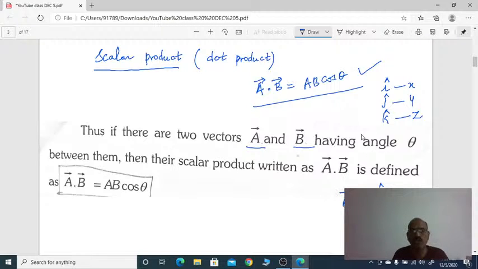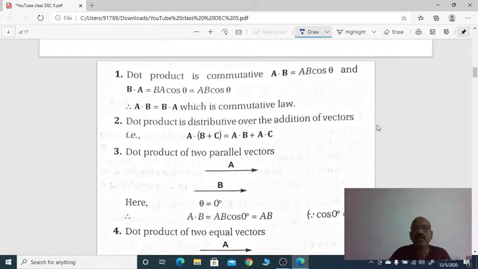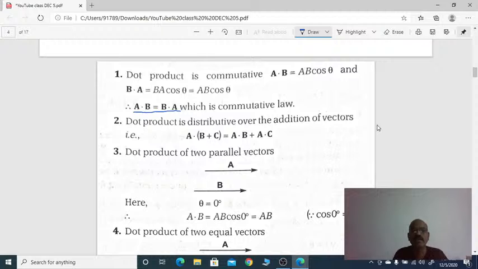Right? So in this scalar product, the important points are, see that dot product is commutative. A dot B equal to AB cos theta. Similarly, B dot A equal to BA cos theta. Right? A dot B equal to B dot A here. Similarly, the distributive law is also applicable here.